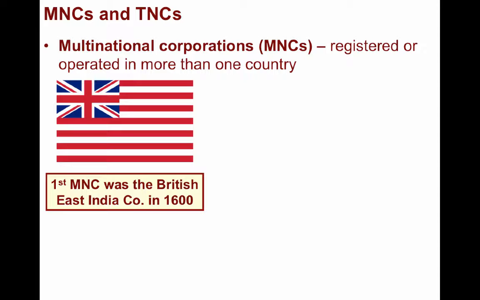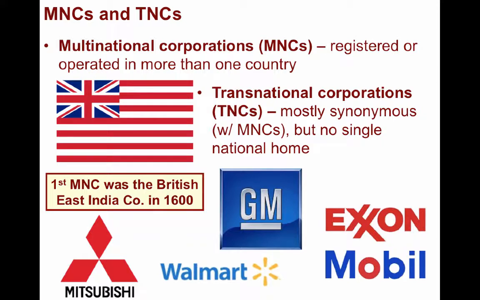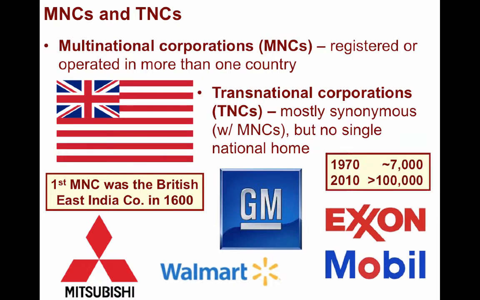Transnational corporations, or TNCs, are mostly synonymous with MNCs, but they are so globalized they have no single national home. Examples include Mitsubishi, Walmart, General Motors, and ExxonMobil. These international companies are only increasing in number. Back in 1970, there were around 7,000 TNCs. Today, there are estimated to be over 100,000. The trend has been for MNCs and TNCs to not only grow in number, but also grow in size.